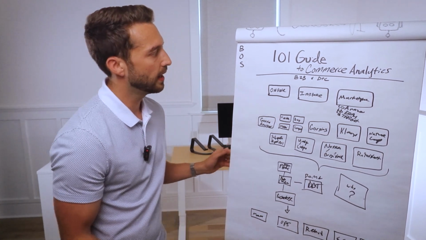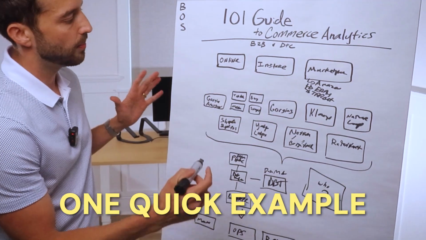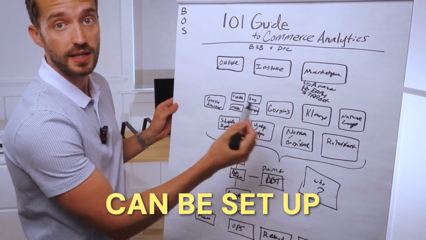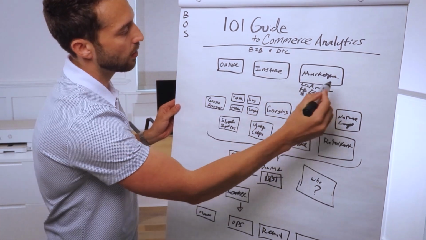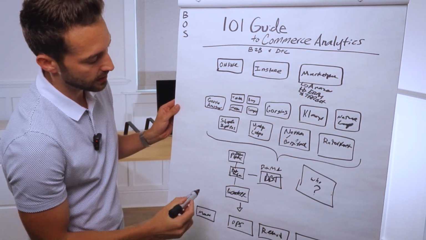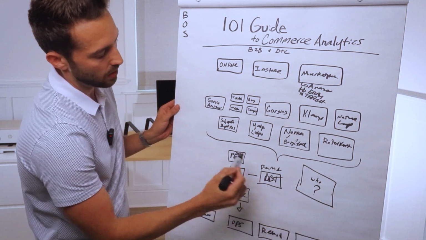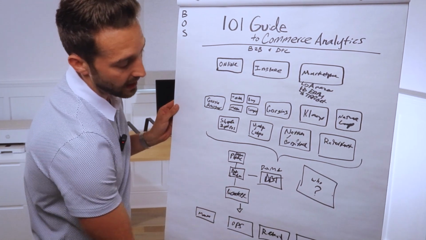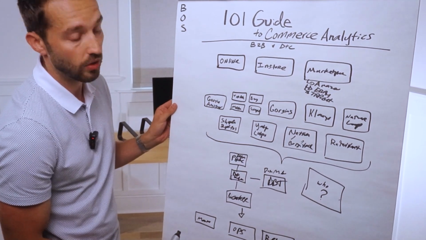So here, what you're looking at is just one quick example of a common tech stack that can be set up for an organization that's working across and selling in many different places, and the infrastructure that you can use to really drive that executive overview, empowering data across your full business.